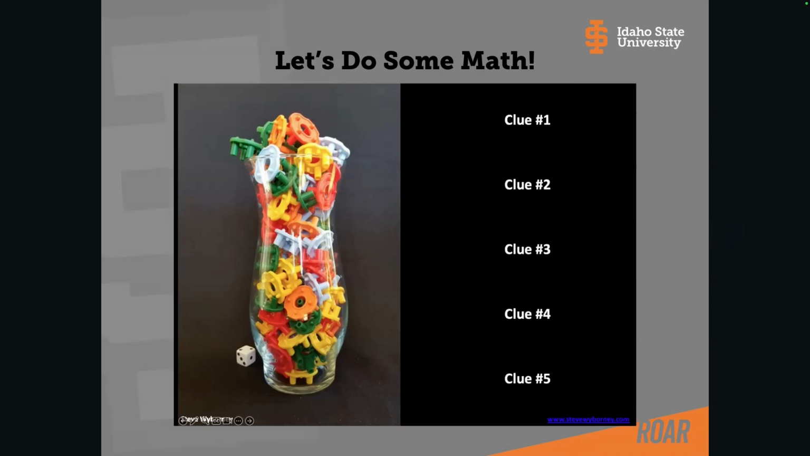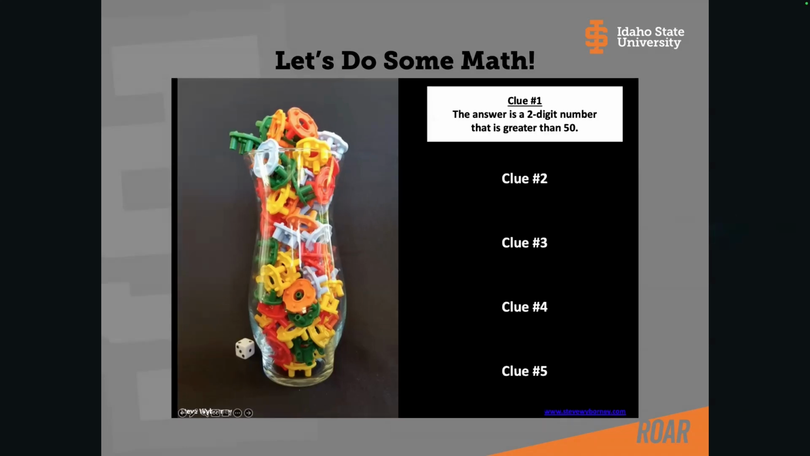Okay. So here's our first clue. The answer is a two-digit number that is greater than 50. Let's take a minute to think about that. And think, does my estimate still work? If not, remember you make that new estimate.